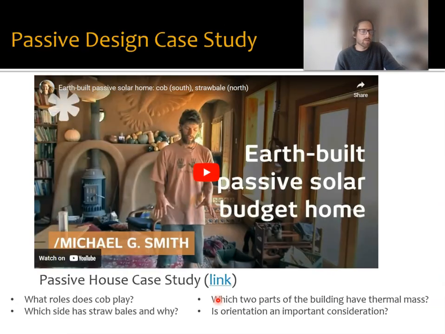Here's another video that you should watch. It's a really, really interesting design that uses cob, it uses straw bale, it uses all these passive design principles in a custom built home. Definitely worth watching. And when you watch it, just think about the role that cob and straw bale play, and which of those has the thermal mass and how that works. And also, which side of the building the cob and the straw bale are on.